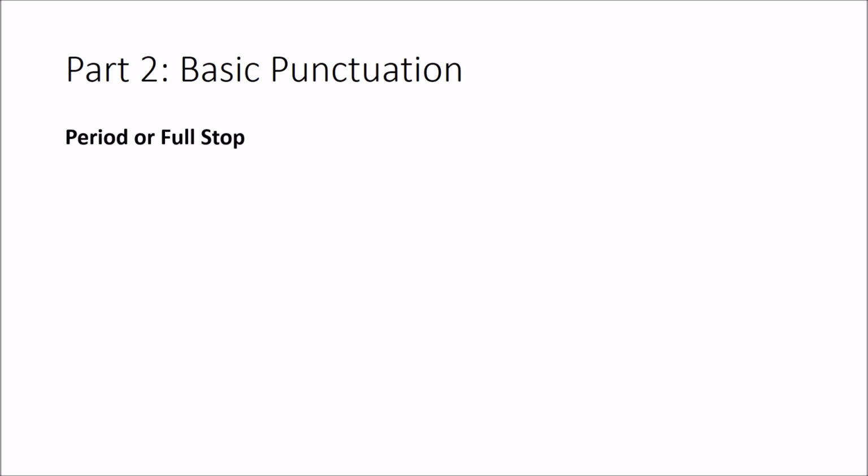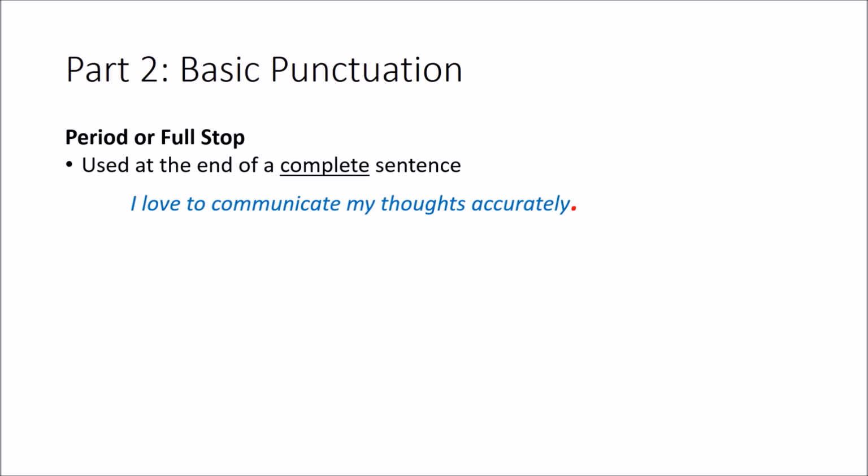First, we have the period or full stop. The period is used at the end of a complete sentence. For example, I love to communicate my thoughts accurately.